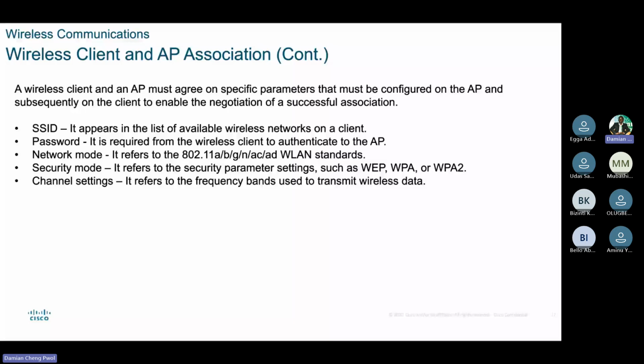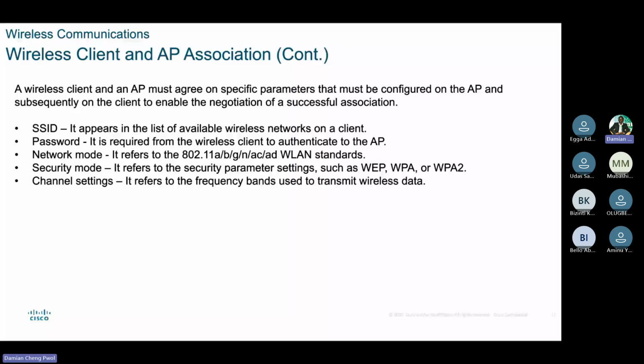So it appears as a list of wireless networks on a client. Password is required from the wireless client to authenticate to the access point. It therefore means that for you to connect to that access point, you must have the password. Network mode refers to the 802.11a, b, and AC, AD wireless standard. This is a standard. The earlier access points or wireless LANs have this standard. It started with A, then B, then G, then N, followed by AC, then AD.